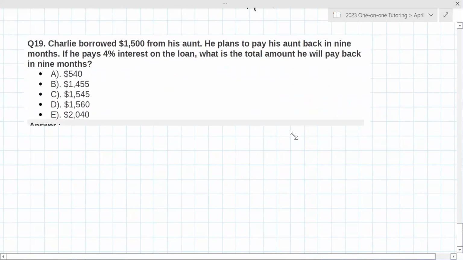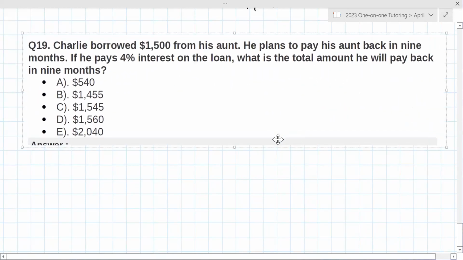New problem here. All right. Charlie borrowed $1,500 from his aunt. He's got a nice aunt. He plans to pay his aunt back in 9 months. If he pays 4% interest on the loan, what is the total amount he will pay back in 9 months?